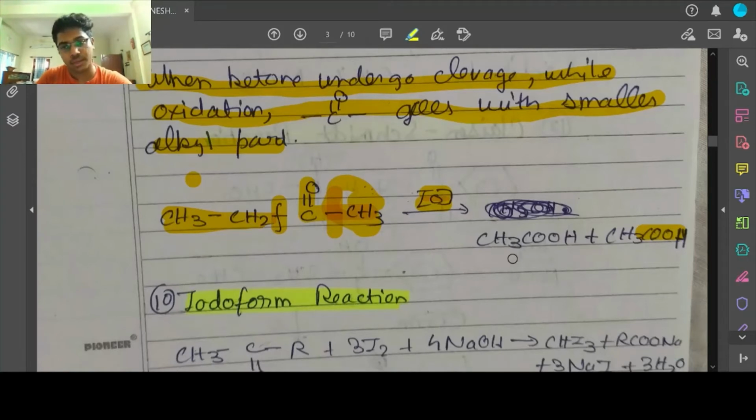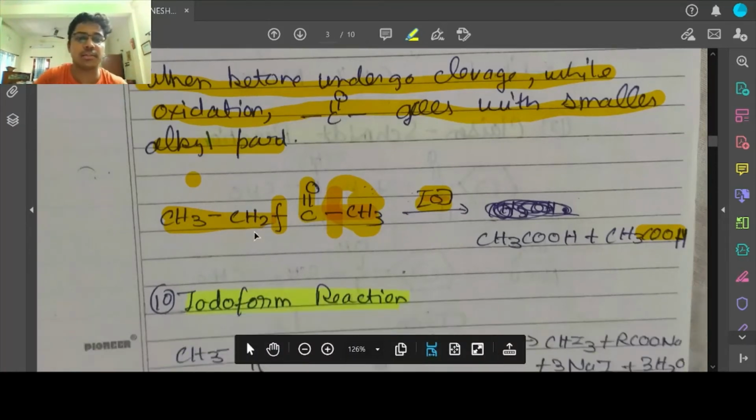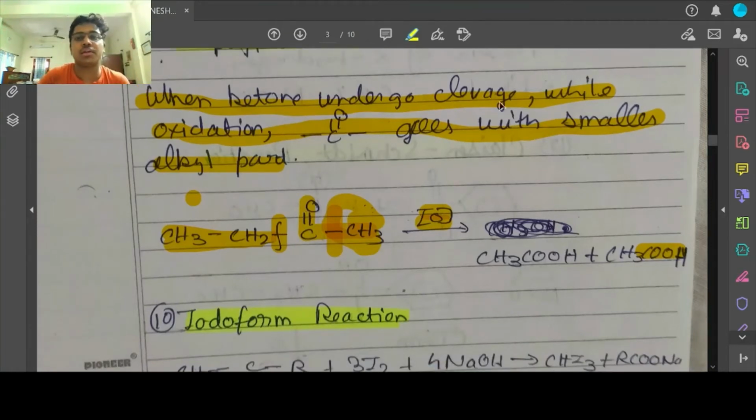So this is the concept. Remember the rule: this is a ketone, it has a C double bond O group. When a ketone undergoes cleavage during oxidation, the C double bond O group goes with the smaller alkyl part.